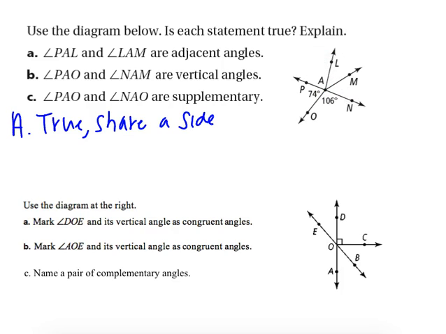Angle PAO and angle NAM are vertical angles. So I got to erase this to see if my lines are straight or not to tell. So I had this line here. Well, that one looks pretty straight. Now this one here, nope, it should have went towards M and it didn't. So B is false. Not straight lines.